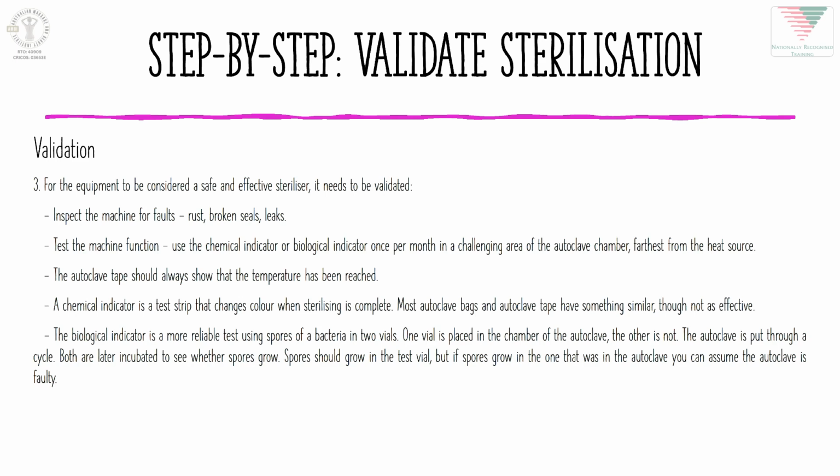Most autoclave bags and autoclave tape have something similar, though not as effective. The biological indicator is a more reliable test using spores of a bacteria in 2 vials. One vial is placed in the chamber of the autoclave, the other is not. The autoclave is put through a cycle. Both are later incubated to see where the spores grow. Spores should grow in the test vial, but if spores grow in the one that was in the autoclave, you can assume the autoclave is faulty.